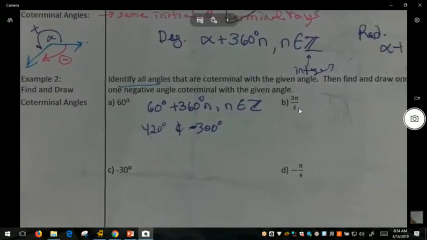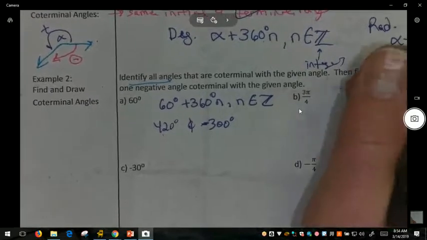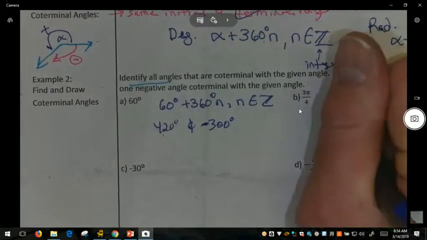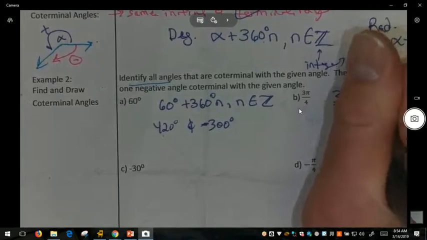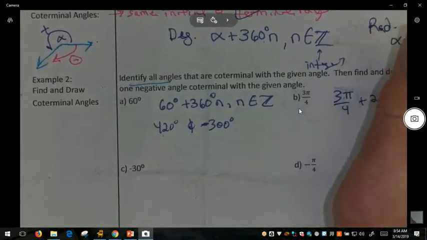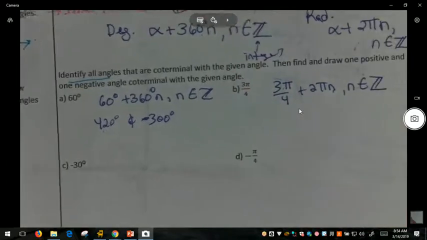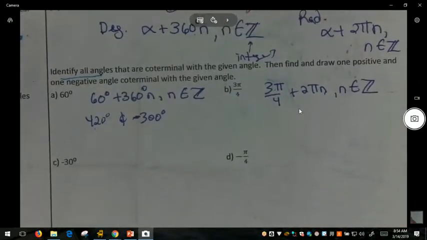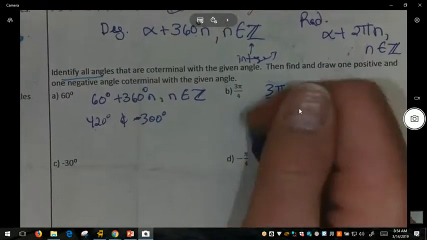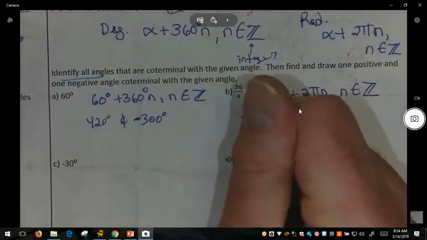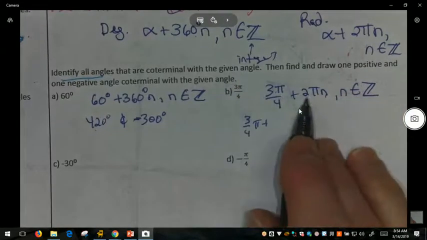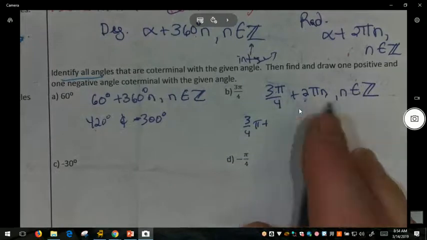For 3 pi over 4, the formula for all would be 3 pi over 4 plus 2 pi n, where n is an element of the integers. Now here's where we have to add 2 pi to this. So I've got 3/4 pi. In terms of fourths, 2 is really 8/4.